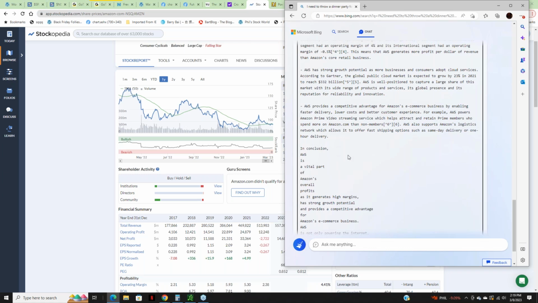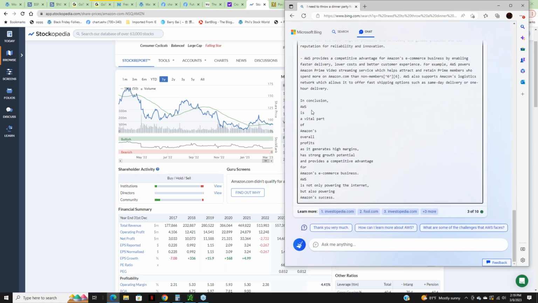In conclusion, here's where it starts falling apart. This has only happened since they started letting you have 10 responses. See, it's 3 of 10. It seems to have overloaded it somehow. In conclusion, AWS is a vital part of Amazon's overall profits as it generates high margins, blah, blah, blah.